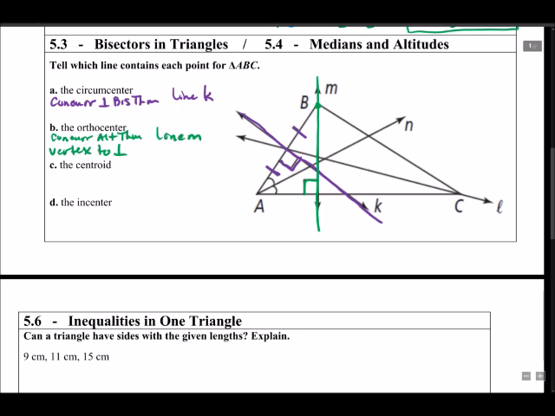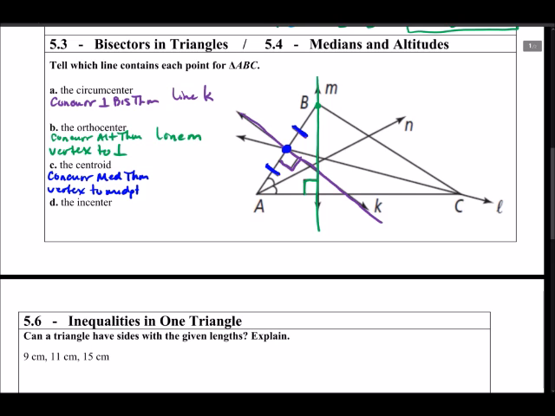Now the centroid. Who makes the centroid? That was the concurrency of the medians theorem. And what is a median? A median goes from the vertex to the midpoint of the opposite side. So we need a midpoint. Well, we had a midpoint before. These 2 bisectors, or if a line is bisected, we know it happens at the midpoint.